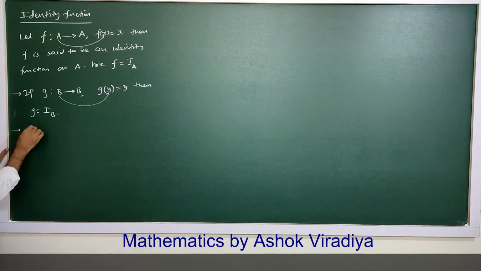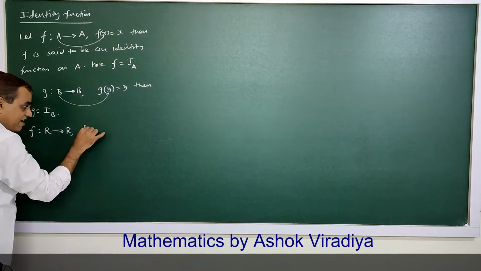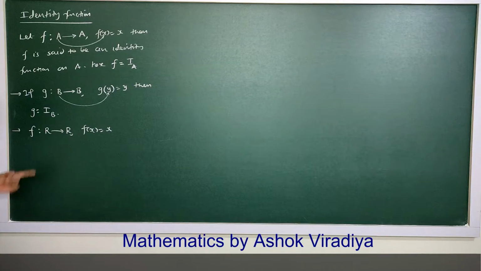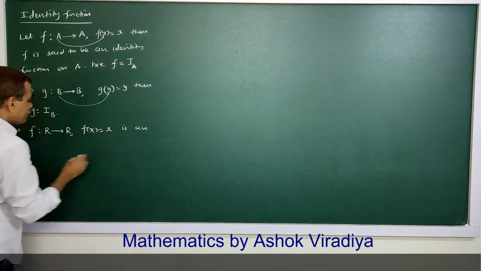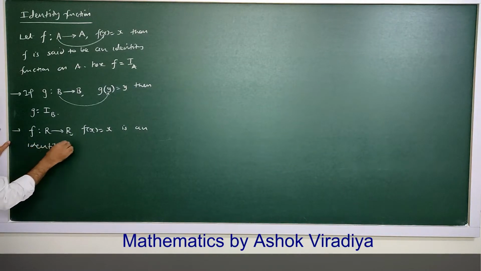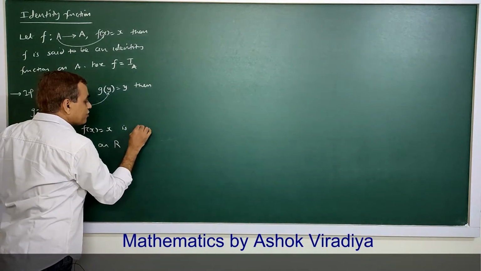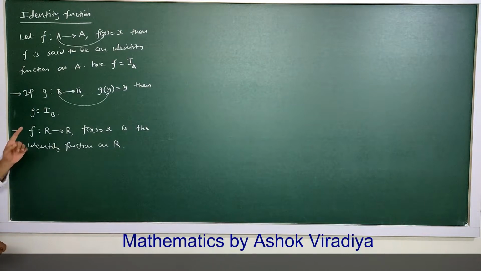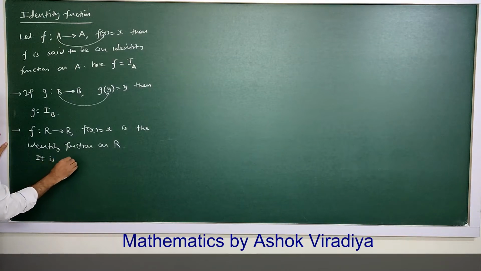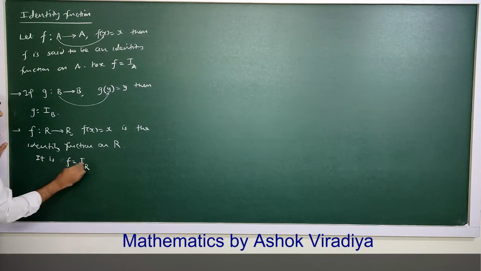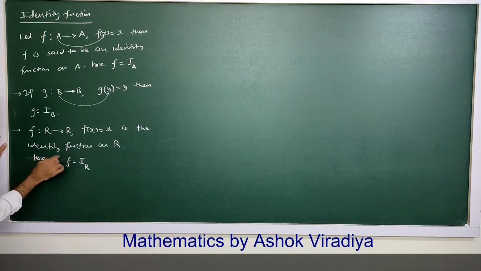If we take f from R to R, f(x) equal to x, so this is said to be identity function on R. It is denoted as I_R. So f equal to I_R. This is the notation for this function f.